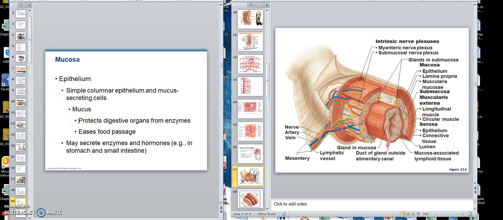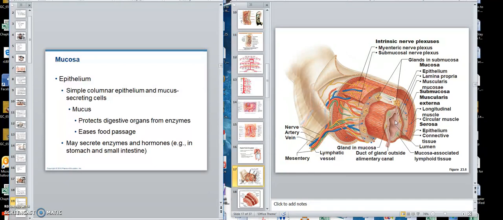Remember what mucus is. The cells secrete mucin, which is a glycoprotein, and upon mixing with water you get mucus. It protects digestive organs from enzymes, because you're going to put proteolytic enzymes here, enzymes that break down proteins. Well, you don't want to break down your own wall of the gut, do you? So that mucus provides a layer so the digestive enzymes can't get in and digest the wall.